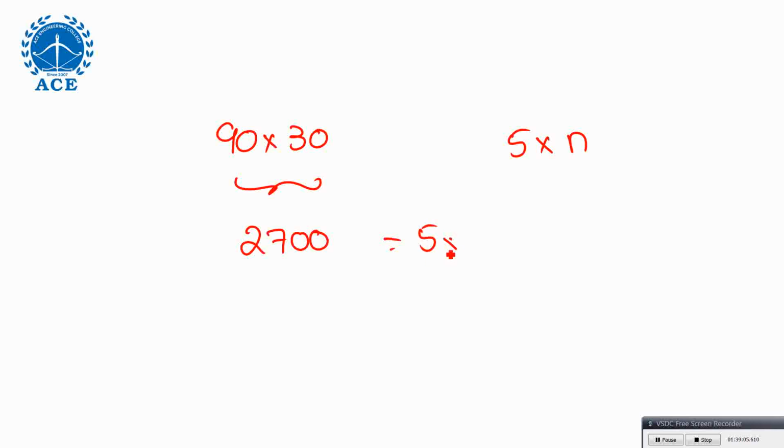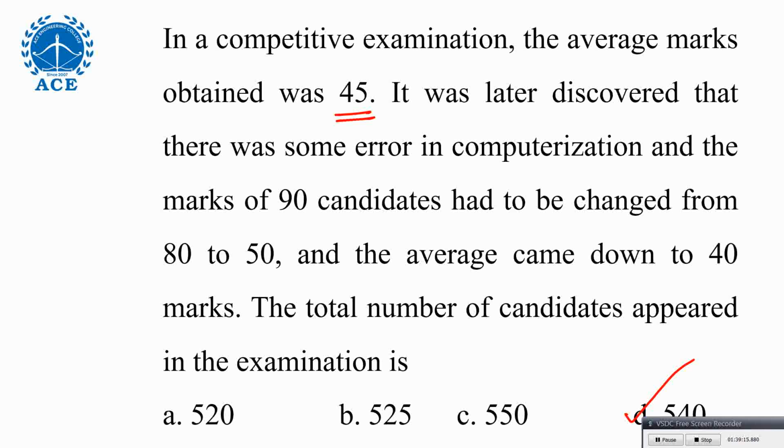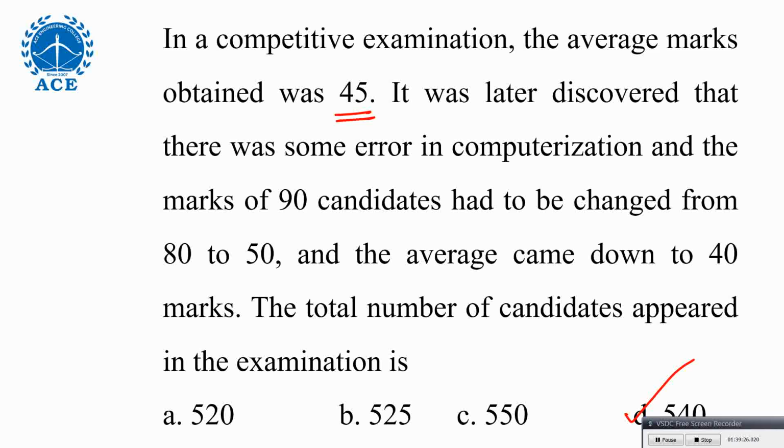So if you work on it, n must be equal to 2700 divided by 5, which is 540. That's option D. So these are good questions from quant, and please read the question in the exam. It is new also, don't worry. This is also a new question, but if you think logically, you can solve it.